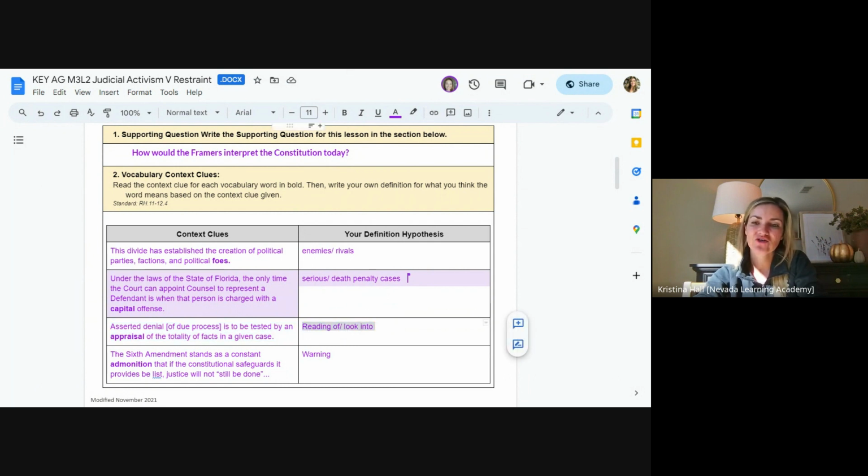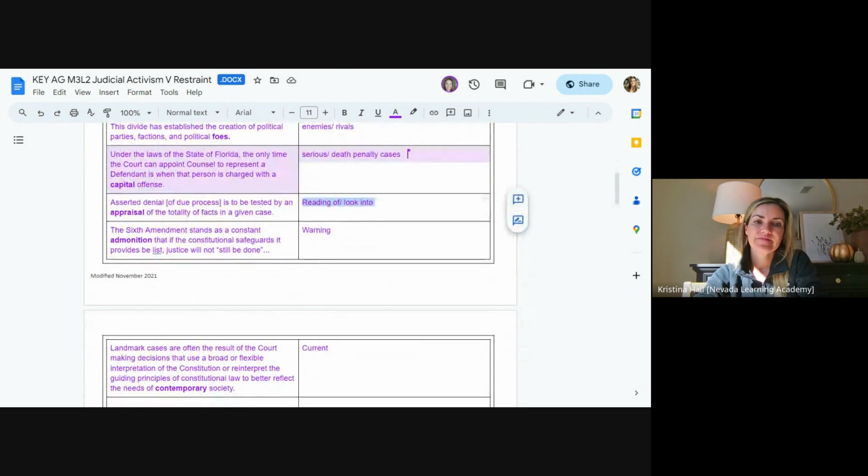Okay, so this is the third one. The Sixth Amendment stands for the constant, so it's a warning, admonition. So again, you should be putting these into your chart, please. So it's a warning.